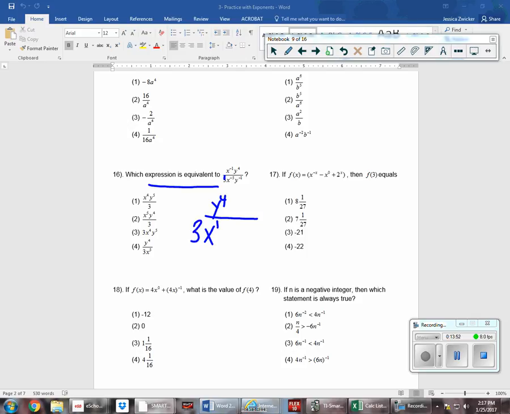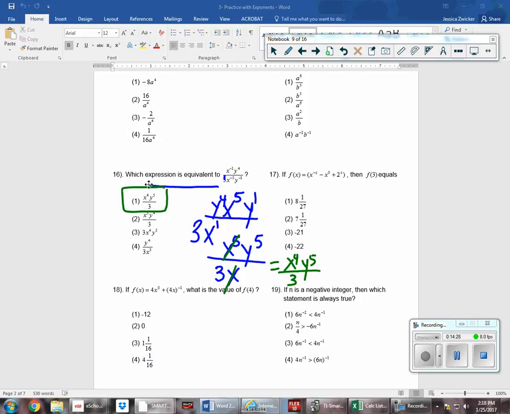X to the -5 should become positive, so I put that in the numerator. Y to the -1 should become positive, so I put it in the numerator. So change the sign of the exponent if you move the variable. So altogether, I have x to the 5th, y to the 5th, over 3x, which isn't a choice because you can do more. X to the 5th divided by x is x to the 4th. Keep the x to the 5th and divide by 3. So your answer is choice 1.